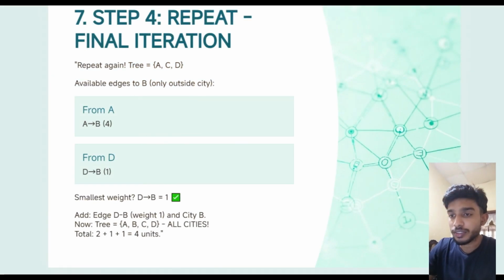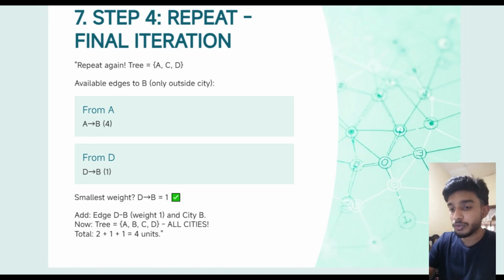Final iteration of step 4. Now the tree has A, C, D. Only B remains outside. Available edges to B, only outside city: from A to B, its weight is 4. From D to B, its weight is 1. Now you choose the smallest weight.